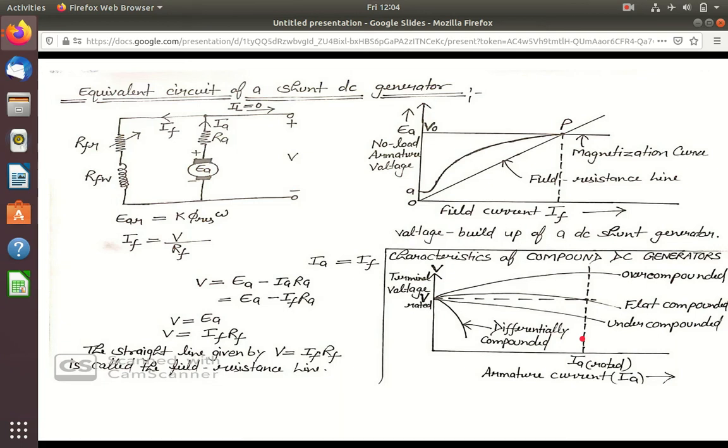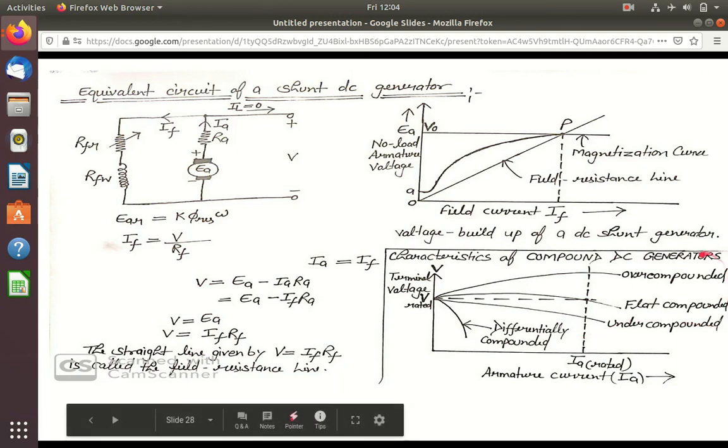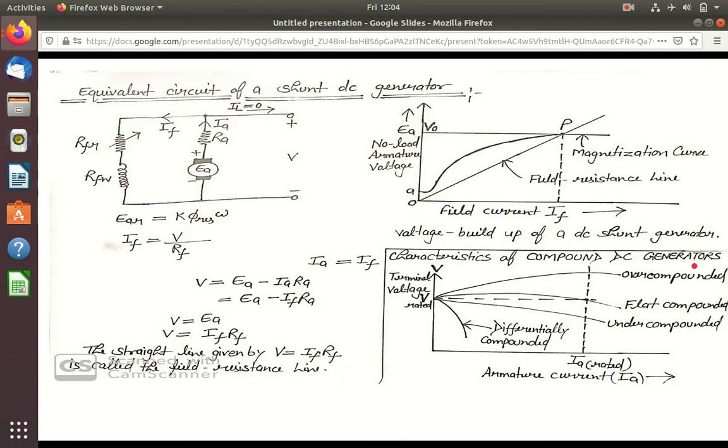The cumulatively compounded generators may be over compounded. This is your over compounded. You know cumulatively, short shunt, long shunt, differentially, as we had discussed in the previous lecture. So a cumulatively compounded generator may be over compounded, flat compounded or under compounded.